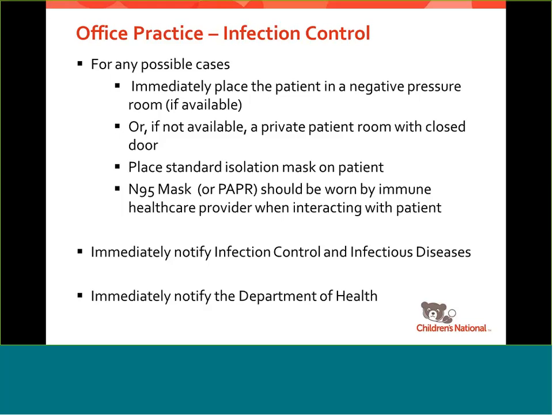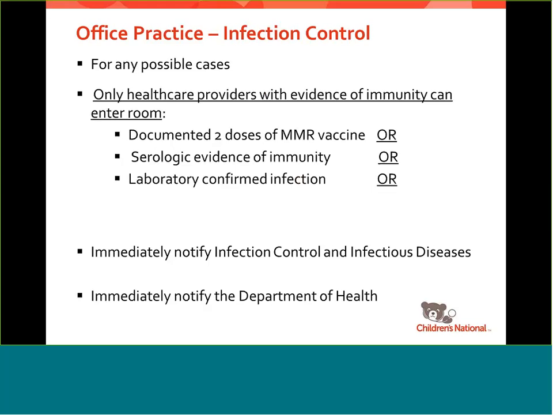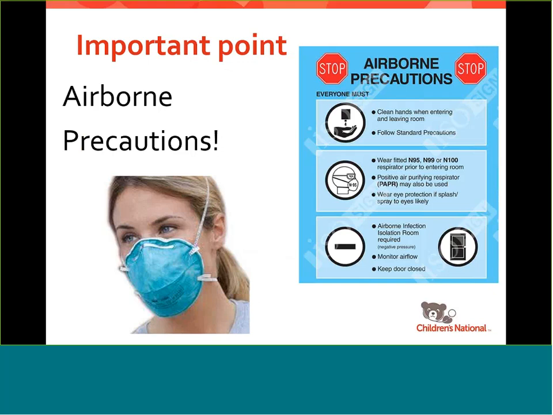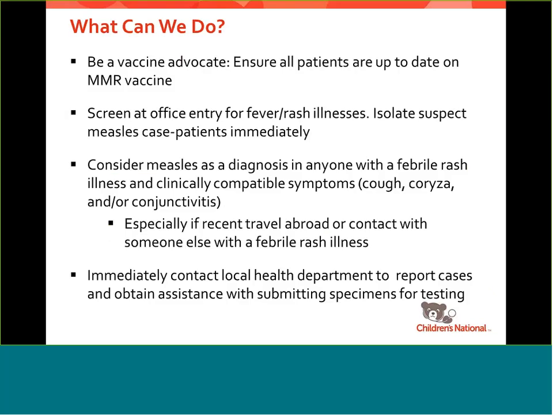We want you to notify infection control and infectious diseases either at your facility or you can notify us for help, and then immediately notify the local Department of Health as well. Remember, only healthcare providers that have evidence of immunity can enter the room, and if you're not sure about your immune status, check with your occupational health team or with your physician to determine if you are immune. So just an important point, again, airborne precautions is what we want to do to prevent transmission.